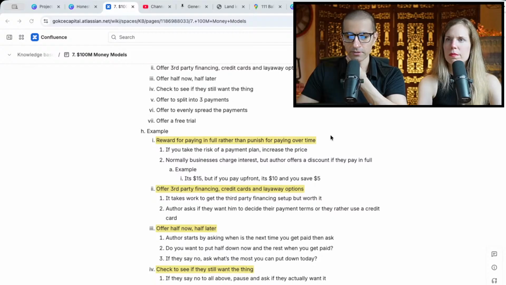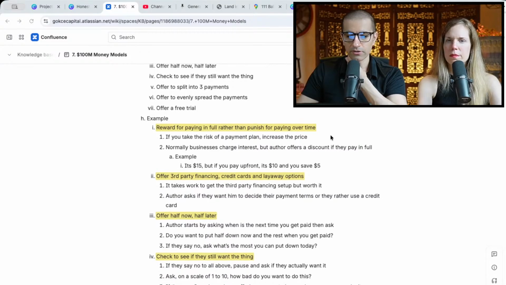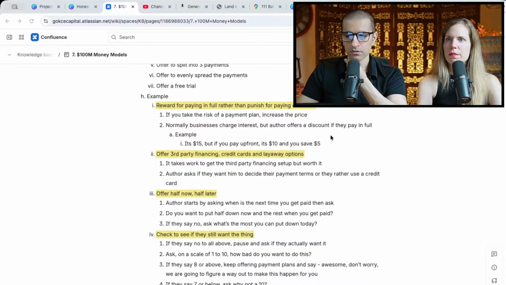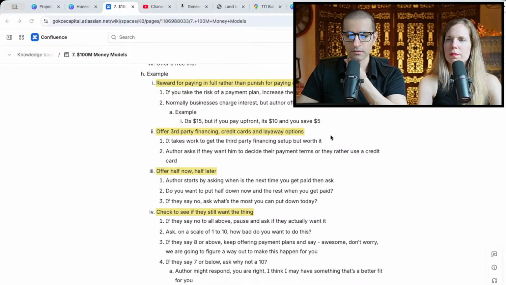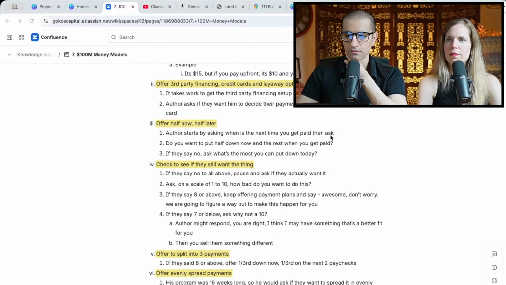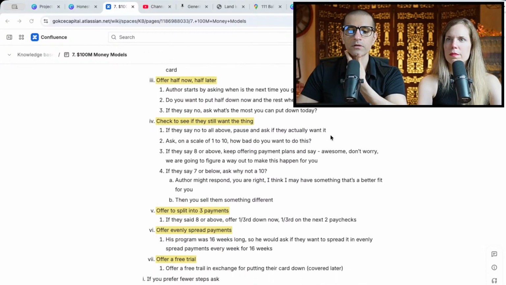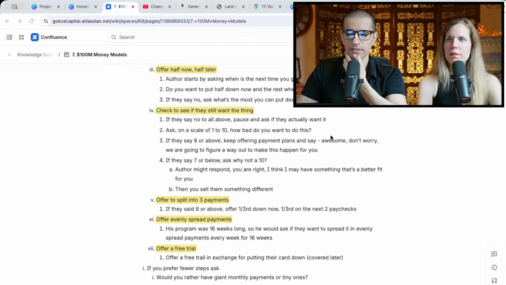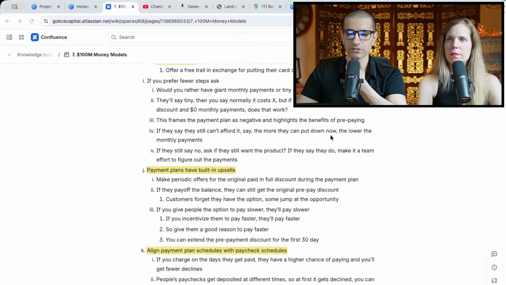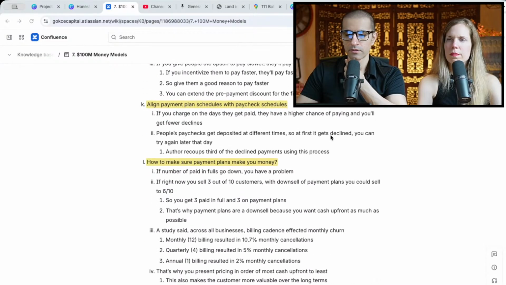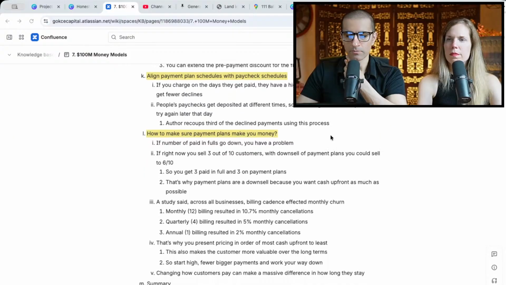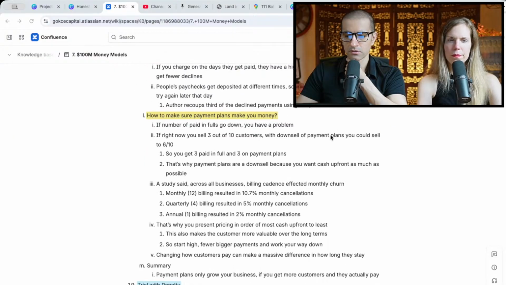Offer to split in 3 payments, evenly spread. We already do. Free trial. We cannot do. Zero monthly payments. We added that. Built-in upsells. What do you mean built-in upsells? Oh, make periodic offers. They get a discount. Align payment plan schedules with paycheck schedules. We did that. Yeah, that study, I didn't copy it properly. There's something I missed. Okay. All right.